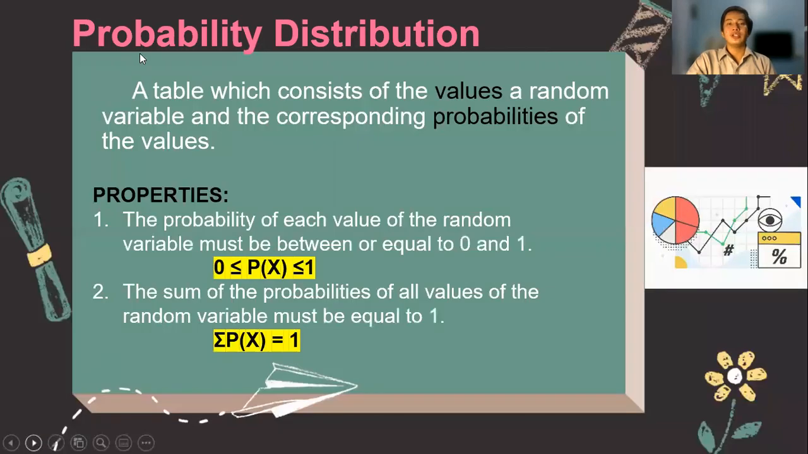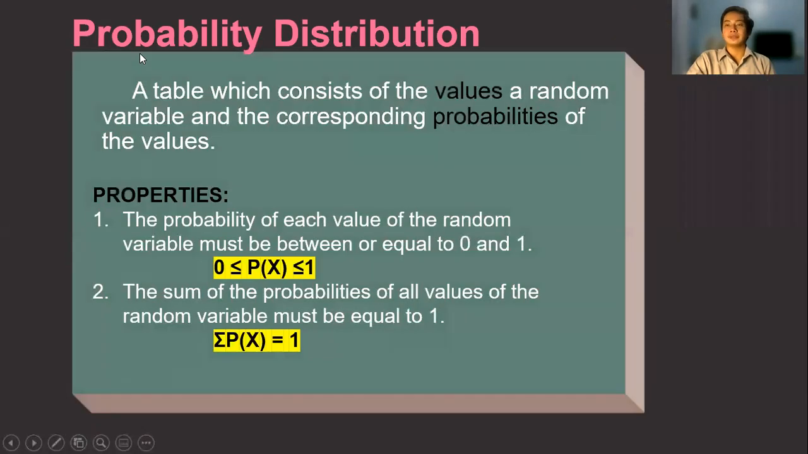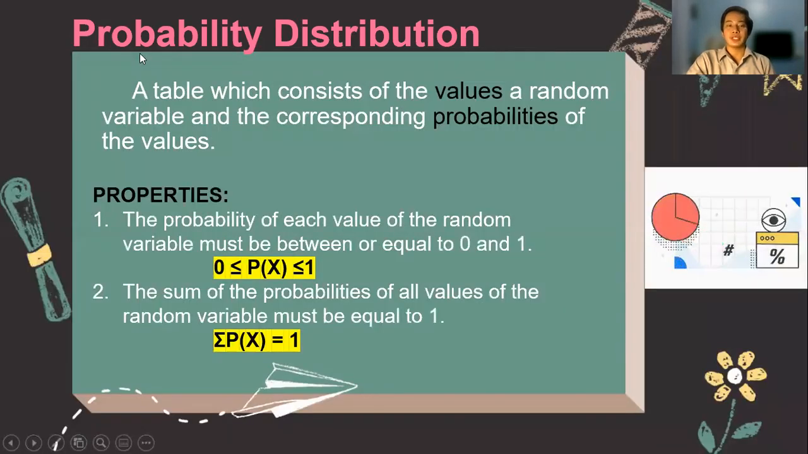So here are the properties of probability distribution that you need to remember. Let's have the first property. Property number 1: the probability of each value of the random variable must be between or equal to 0 and 1. Remember the concept of likelihood for events. When we say 0, it means this is an impossible event. And when we say 1, this is a sure event.